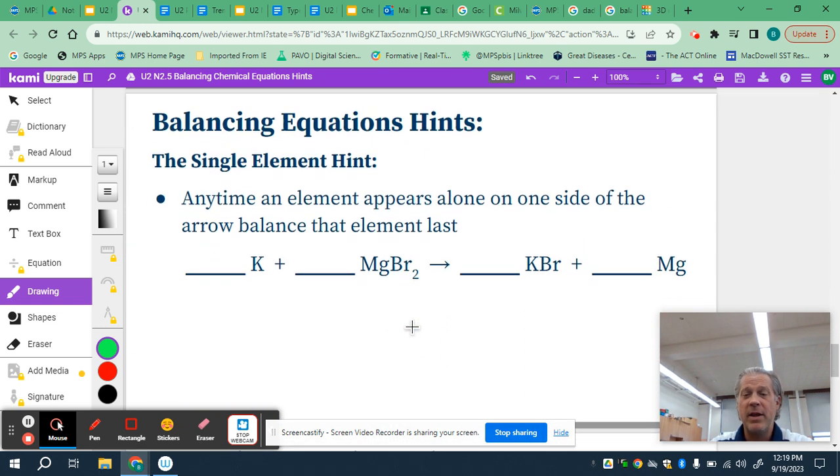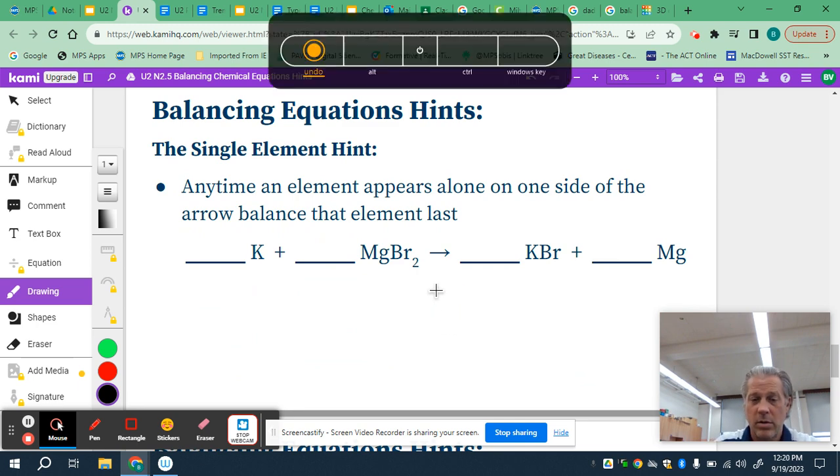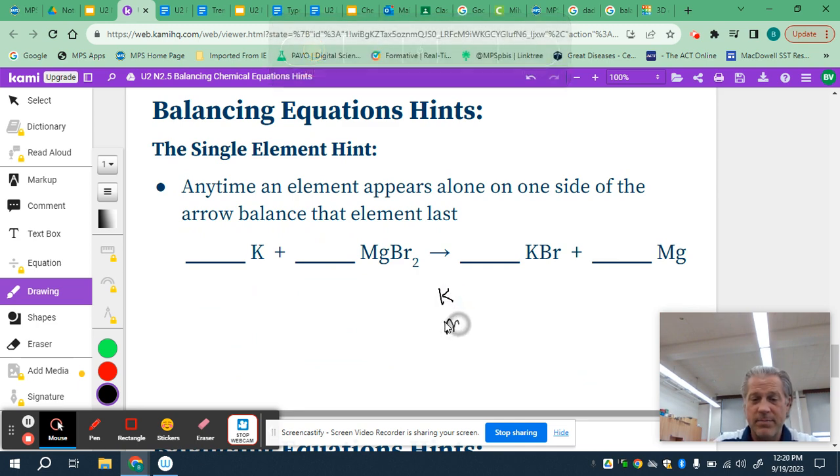The single element hint usually simply says anytime there's an element by itself, try to balance it last. So in this case here, I have potassium, and I have magnesium, and I have bromine. I have 1 potassium, 1 magnesium, and 2 bromines. And on the product side, I have 1 potassium, 1 bromine, and 1 magnesium. Potassiums are balanced, the K and the K. Magnesiums are balanced, Mg and Mg.